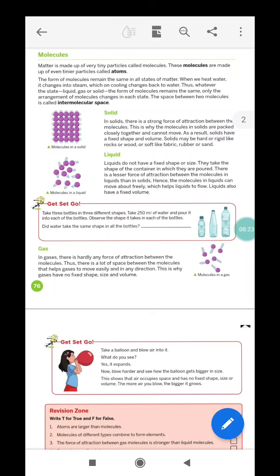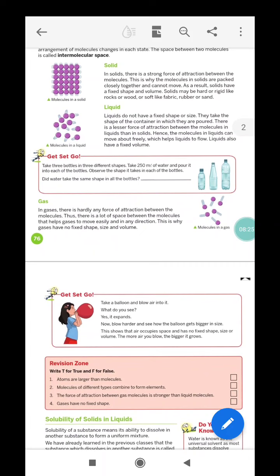Let us take an example. Get set go. Take a balloon and blow air into it. What do you see? Yes, the balloon will expand. Now blow harder. Then what will you see? The balloon will get bigger in size. After that, it will burst, if the elasticity of the balloon reaches its limit.